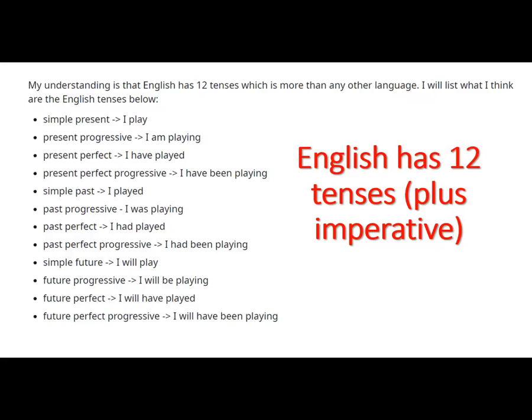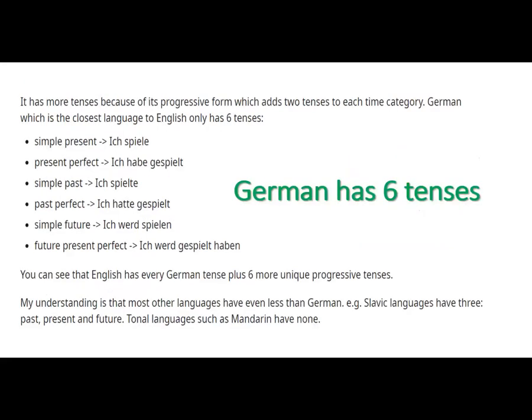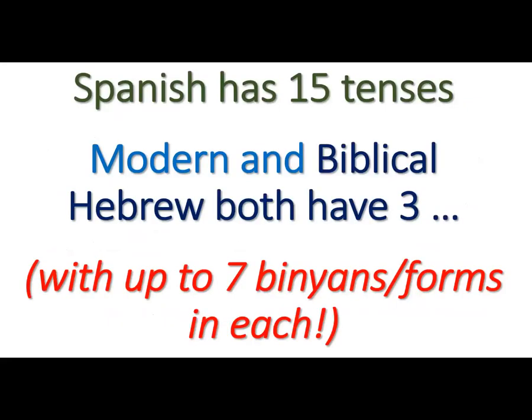Plus there's the infinitive, like go practice your piano, play. That's another tense. So anyway, that's not too bad. German, I understand, has 6 tenses. Whoever wrote this also said that Slavic languages have 3, past, present, and future. So does Hebrew, just 3 tenses. Tonal languages like Mandarin apparently have none. I don't know about those. Spanish, though, has 15 tenses, so they have a few extras.